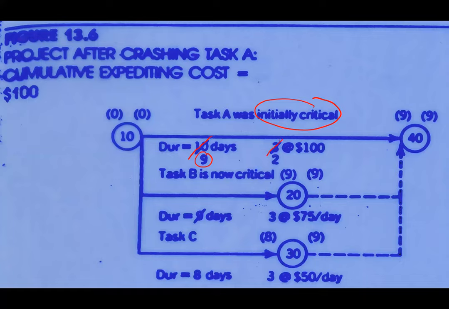The remaining two more days that you can slash. Now, you do the calculation. 0 plus 9 equivalent to 9. How about B? 0 plus 9 equivalent to 9. How about C? 0 plus 8.